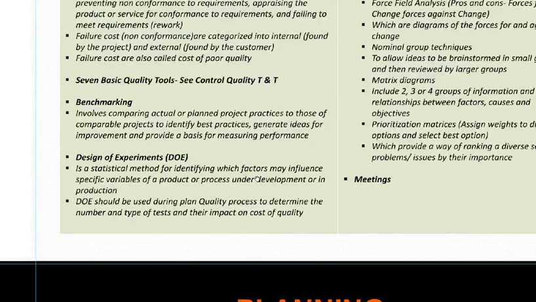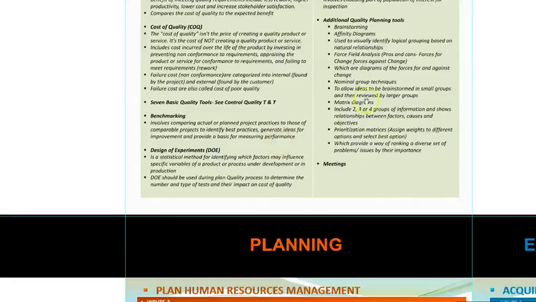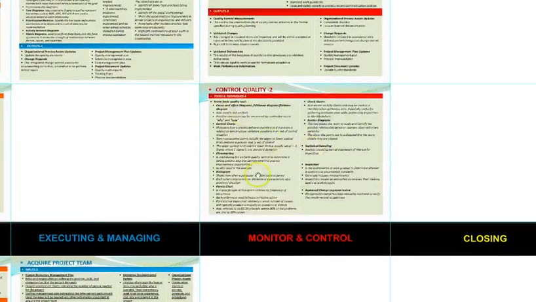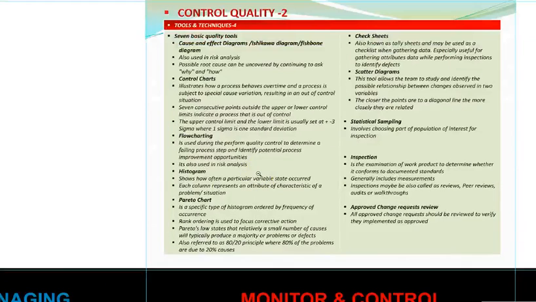Flowcharting, cost of quality, control charts, benchmarking, and statistical sampling are tools and techniques of which quality process? Now again, these are tools and techniques for the quality control process.